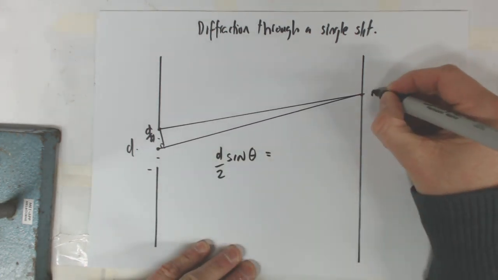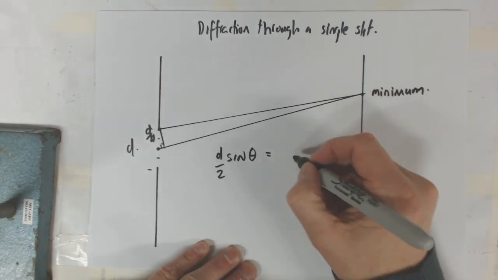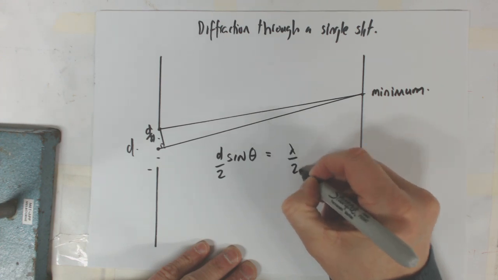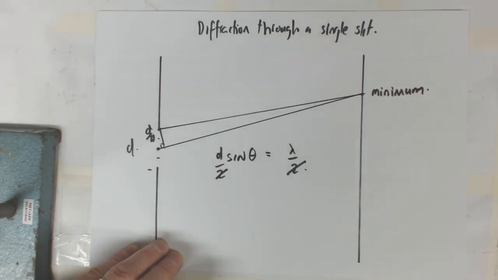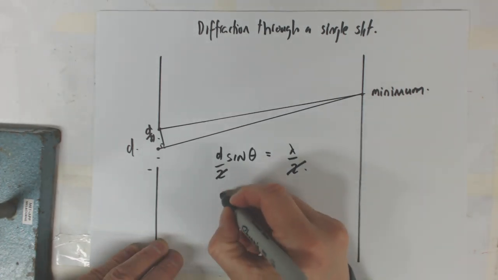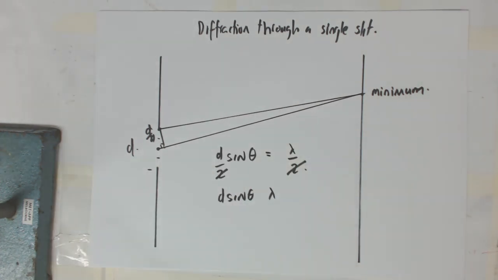So to get a minimum over here, we will need that to equal half a wavelength. So we can cancel those and say that for destructive interference through a single slit, d sine theta will equal wavelength. Now remember, for our other one which we did with the diffraction grating, d sine theta equals n wavelengths, gave you constructive interference. So with this situation we get destructive interference.